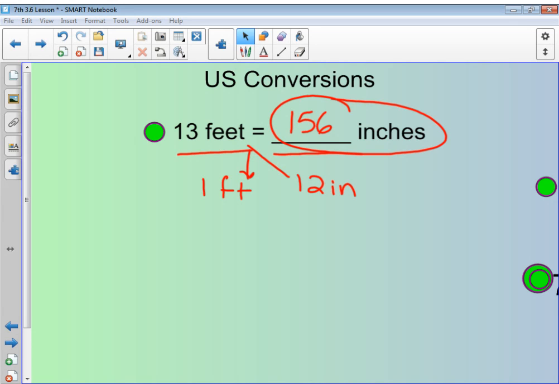Okay, that's working with US conversions. And once again, you don't have to use proportions. It's just a method for those of you that have struggled in the past to decide, do I multiply or do I divide? It's a method that you can use.